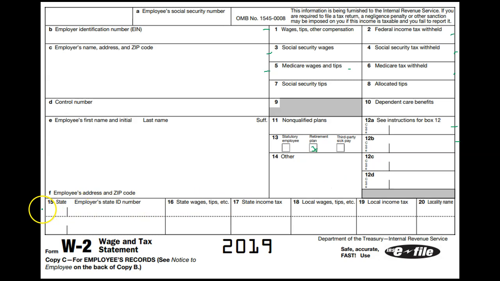Then we have the state information down below, similar information for the state and the local information. This will, of course, vary depending on the state. If we have state income tax or don't have state income tax, it'll vary based on that. We'll have the ID number. We've got the state wages and the state income tax. Same with the local, if that applies as well. So just a few examples.